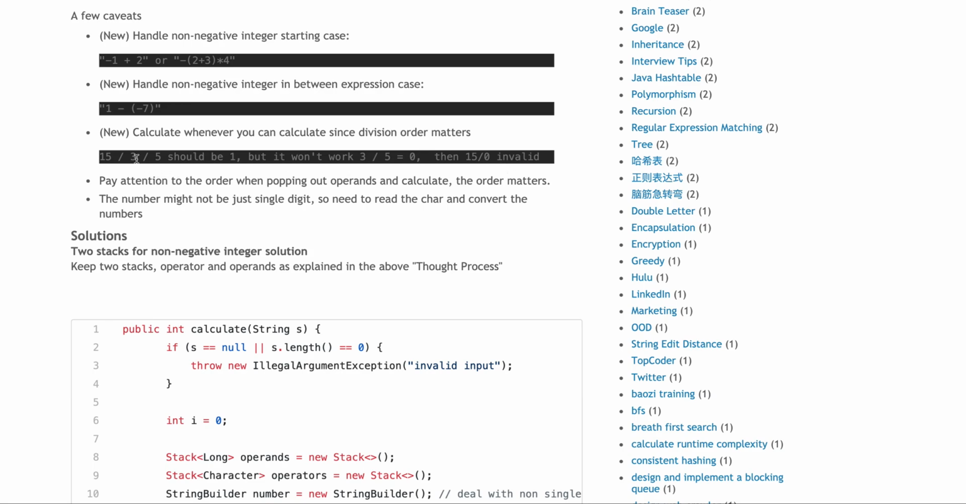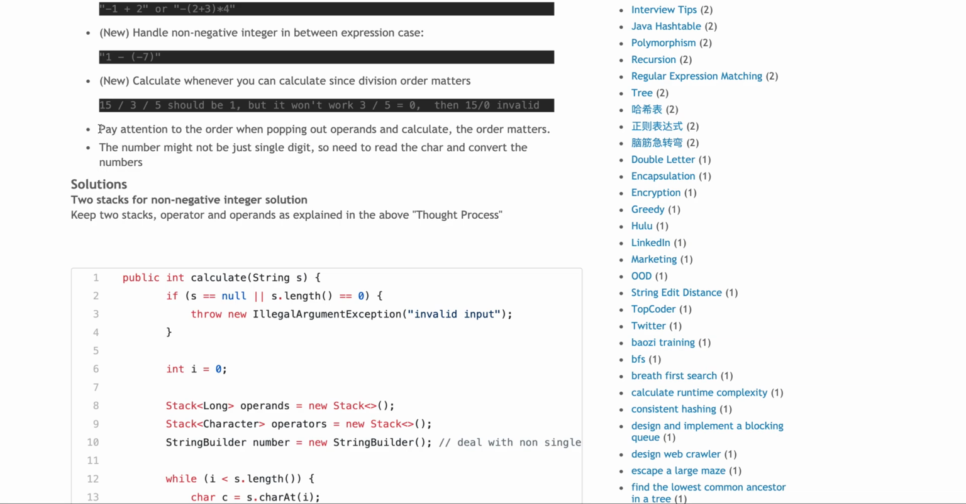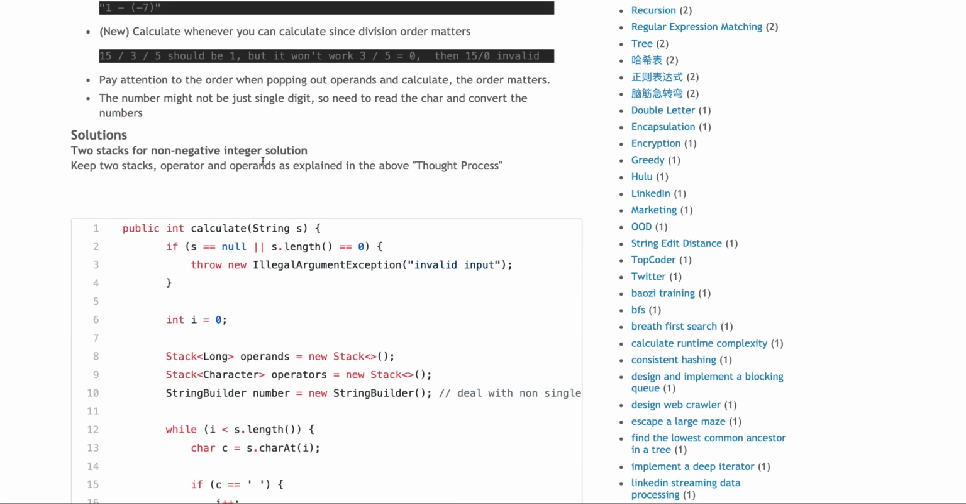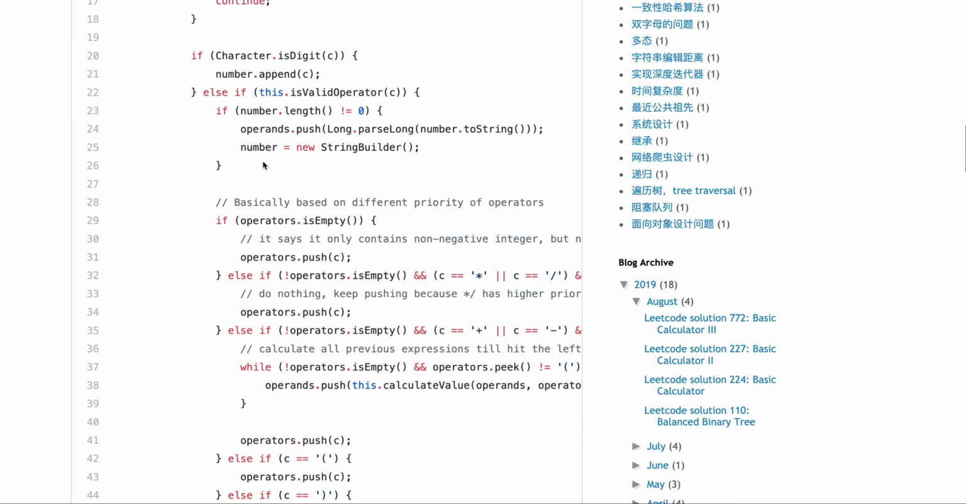So what you need to do is, as long as you are able to calculate, if you have both operands and the one operator, you should actually calculate. The other caveats are the same as calculator 1 and 2. Pay attention to the popping out orders, which is similar to this one. And we should all know at this moment, all the numbers are not single digit. They can be any kind of numbers.